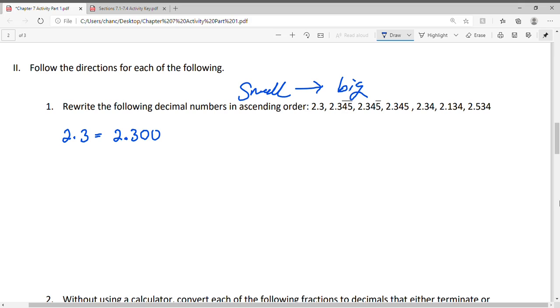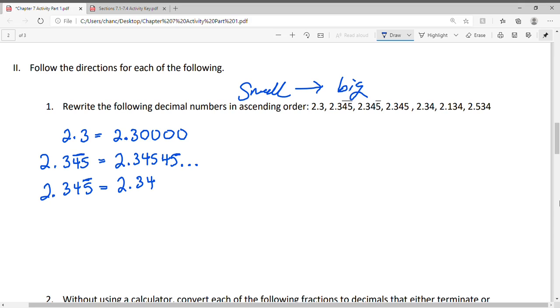I can compare that now to 2.345 bar, which is equivalent to 2.34545. Now, of course, it continues on forever, but notice we have 5 decimal places here for the second number, so I'm going to add additional zeros here so we have 5 decimal places. And that will allow me to compare these two. I'm going to write the other number here, 2.345 bar, where the bar is on top of the 5. So this is equivalent to 2.34, and the 5's are going to repeat forever.